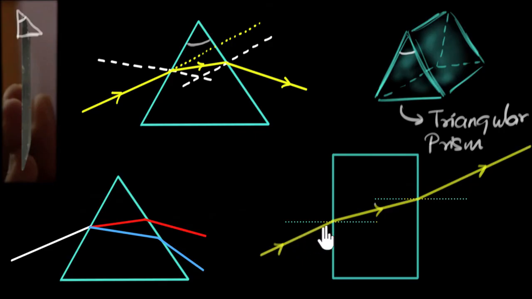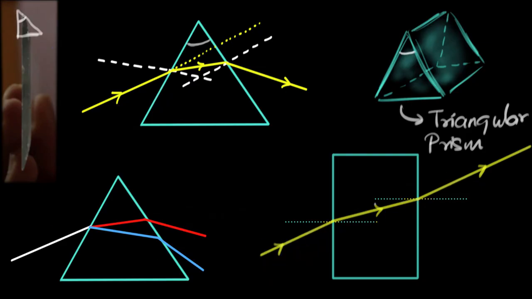And this happens because over here, the light bends towards the normal, then it bends away from the normal. And since the two sides are parallel, the two bendings cancel out. And as a result, this emergent ray becomes parallel to the incident ray. That's the big difference between this and this. Over here, because the two sides are angled, the emergent ray is not parallel to the incident ray.